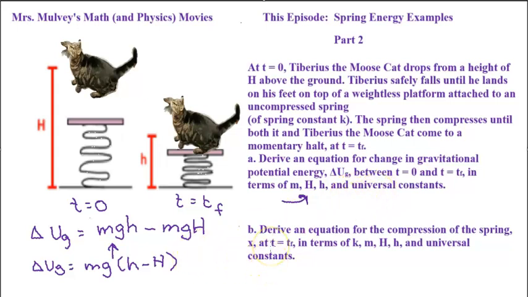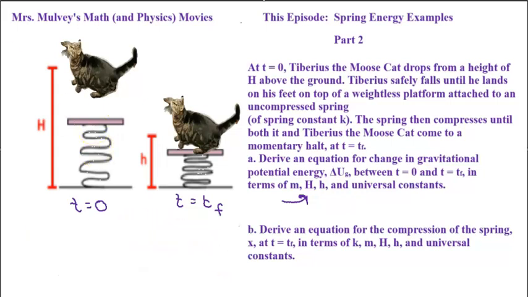Let's take a look at the second part of the question. We're supposed to get an equation for the compression of the spring, x, right here, in terms of k, m, H, h, and universal constants. So let's remember at the beginning of this scenario, when Tiberius first starts his trip down towards the platform, the system consists only of gravitational potential energy. Once Tiberius lands and this platform is fully compressed, for that moment there is no kinetic energy.